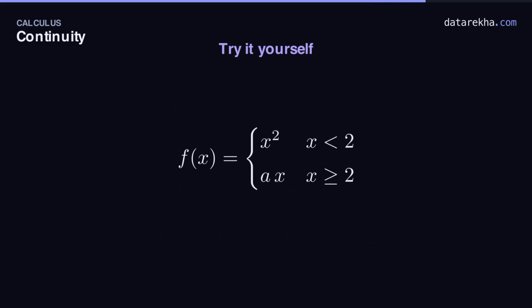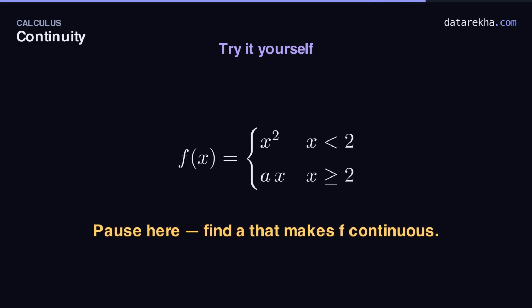Your turn. Here's a piecewise function, x squared below 2 and a times x from 2 onward. Find the value of a that makes it continuous at x equals 2. Match the two sides at the seam. Pause the video, work it out, then come back.